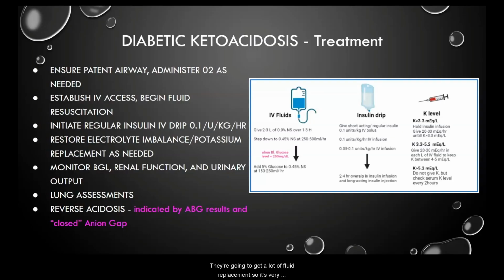They're going to get a lot of fluid replacement, so it's very important that we do ongoing lung assessments. We want to make sure that we're not sending them into fluid overload. And ultimately the goal is to reverse the acidosis. So we'll be checking their ABG results and looking for that closed anion gap. We would consider the anion gap closed once the gap is below 10 to 12. It really depends on the facility's parameters, but usually it's below 10.